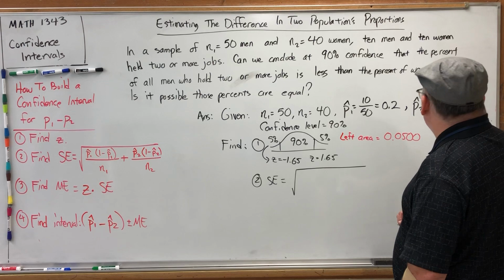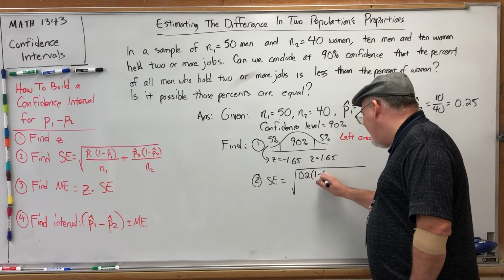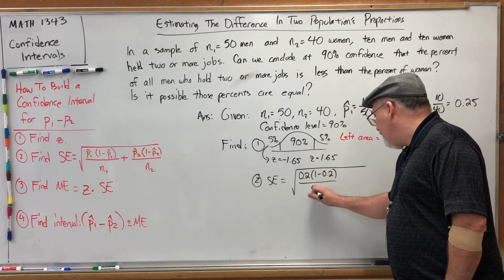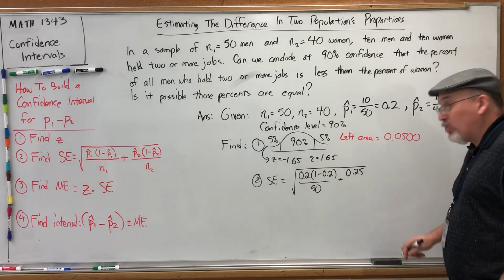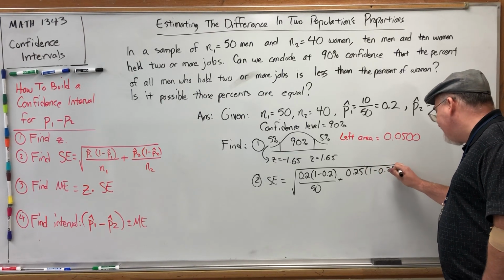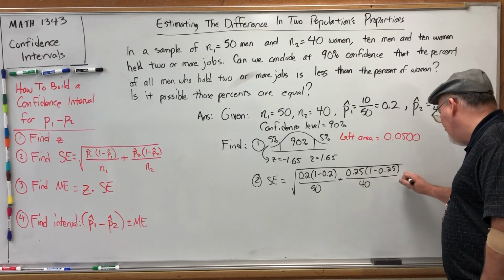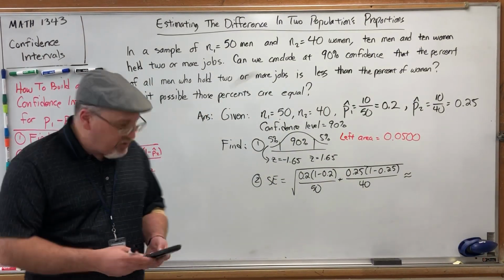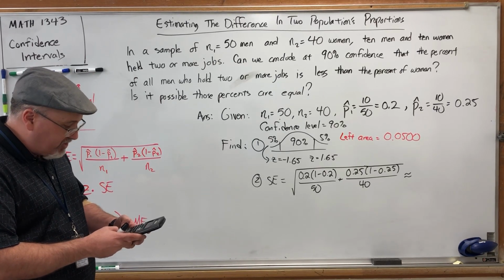All right, for the men, p hat was 0.2, so 0.2 times 1 minus 0.2 over the sample size for the men, which was 50, plus the same thing for the women, 0.25, or 25% of them had 2 or more jobs. 1 minus 25%, that would be 75% who don't have 2 or more jobs out of the 40 women. And this goes into a calculator. I invite you to pause the video and try to put it in your calculator. This is where most people make mistakes on this problem, using these formulas for the standard error.